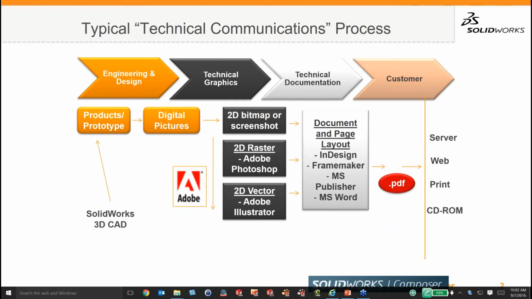Maybe bitmaps or screenshots from the CAD files. At best, it's going to be some kind of vector content that you're going to put into Adobe Illustrator or something like that. At worst case, it's going to be maybe a digital photograph of the actual product on the floor after it's been put together. Then that gets dumped into FrameMaker, Word, Microsoft Publisher, something like that, and then probably eventually to a PDF, which may go to your website or to print, paper documentation.